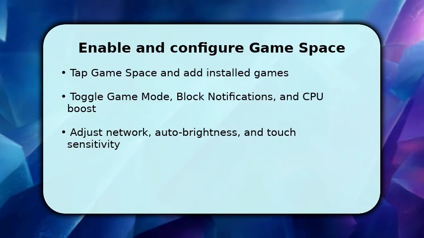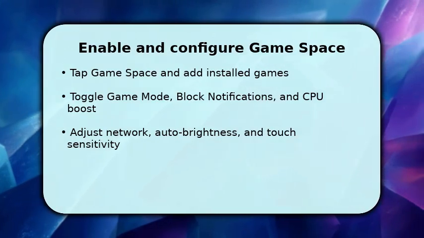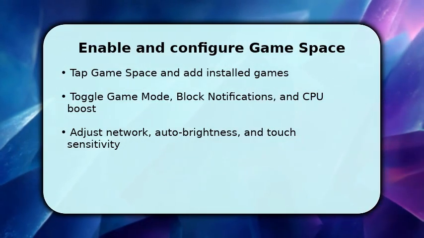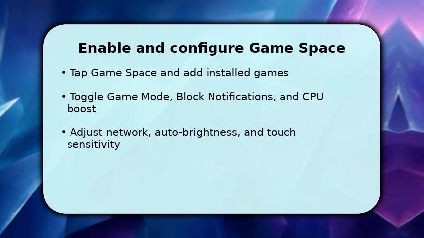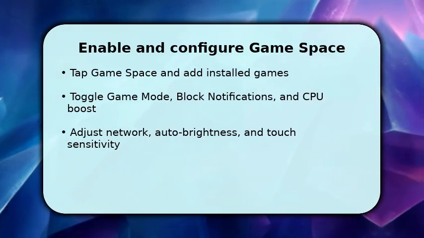You tap Game Space, then add the games you want. This registers them for special handling. Once a game is listed, toggle game mode on and enable block notifications so alerts won't interrupt play.